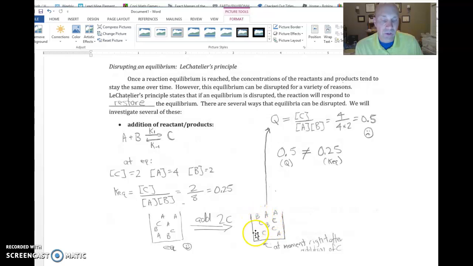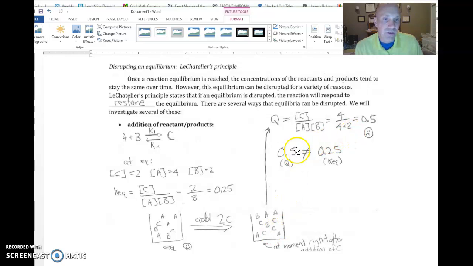Well, we can calculate a Q value at this particular moment. We'll assume that this is 1 liter, so if you add 2 moles of C, you're increasing the molarity by that much. If we calculate the new Q value, notice that the concentration of C has gone from 2 to 4, and the value would be 0.5. What this means is that this reaction, assuming everything else has stayed the same, would not be at equilibrium anymore.